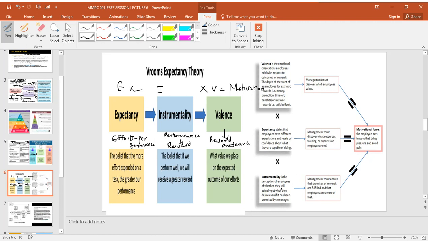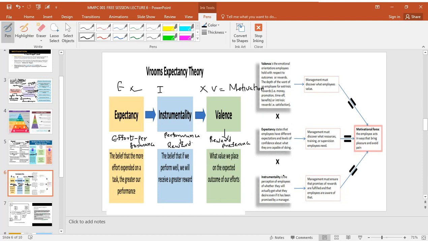Then comes instrumentality. Instrumentality means the perception of the employees, that is, if I am performing this much, then I will get a better reward. So that is the perception of the employee regarding the reward. It is the relationship between performance and reward. So the management must ensure that the promises of reward are fulfilled.